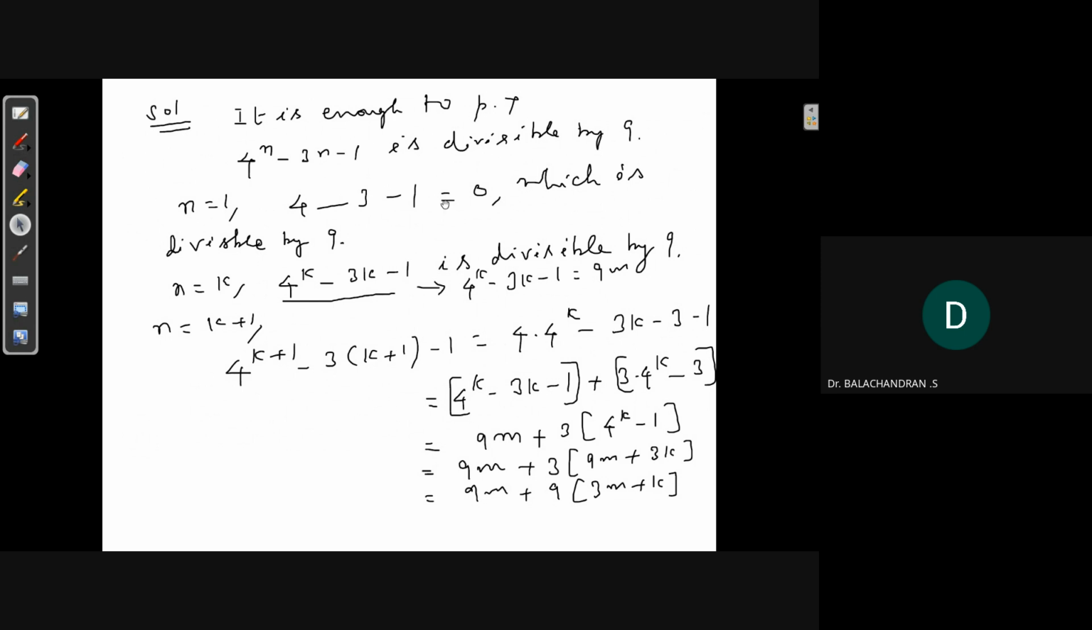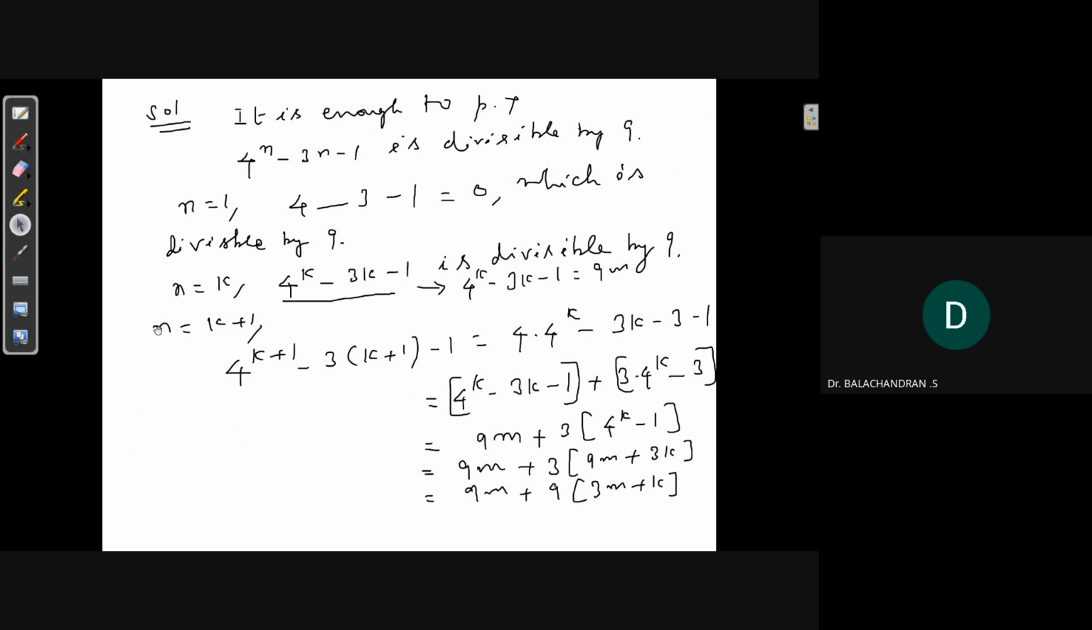4 minus 3 minus 1, which is equal to 0. So 0 is divisible by any number, so 0 is divisible by 9. Next, assume that the statement is true for n equal to k. That means 4 power k minus 3k minus 1 is divisible by 9, so it is a multiple of 9. So 4 power k minus 3k minus 1 is equal to 9m. That is the meaning.